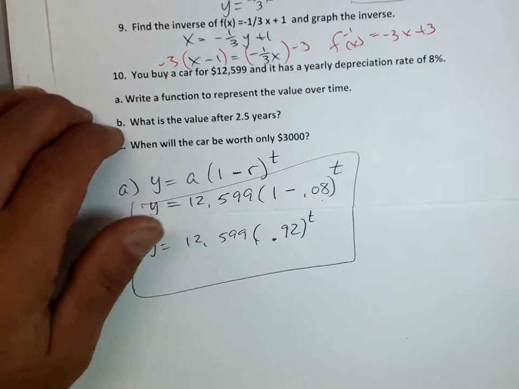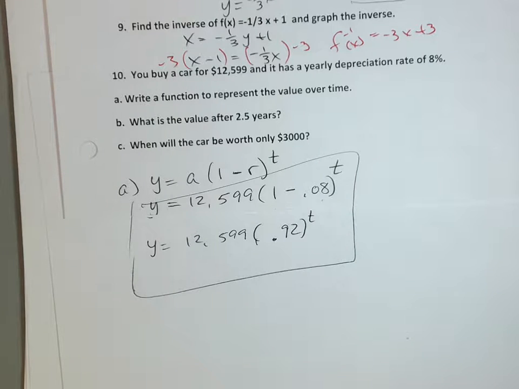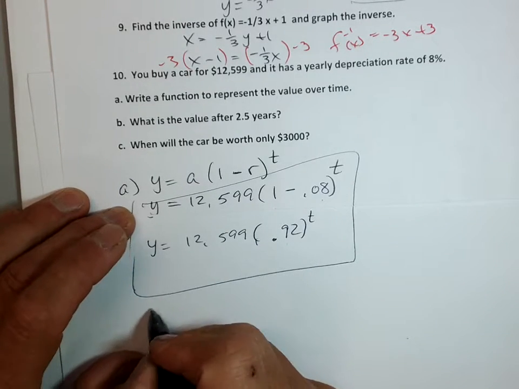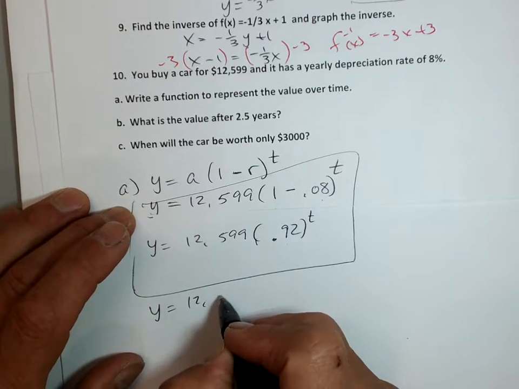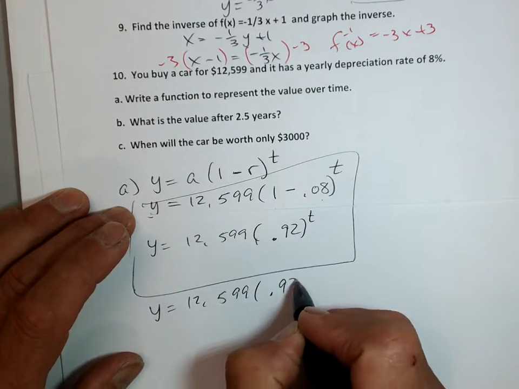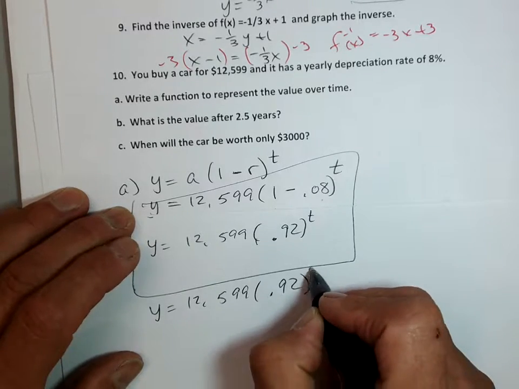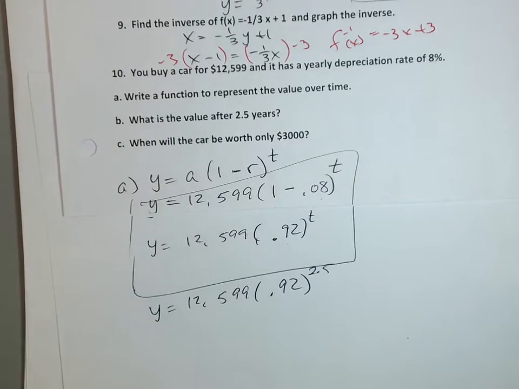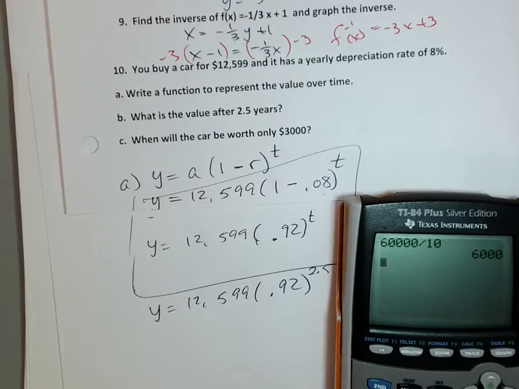Well, I need a calculator. We're going to plug it in, right? Let's see if there's a calculator on my desk. Maybe. So let's check it out. Let's see what we got. Just use our calculator and figure it out that way. So I'm going to go y equals 12,599 times 0.92 to the 2.5 power, right? Just use my calculator.